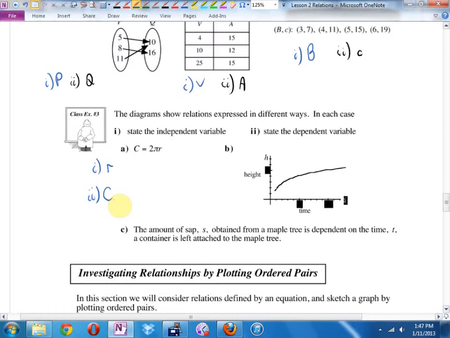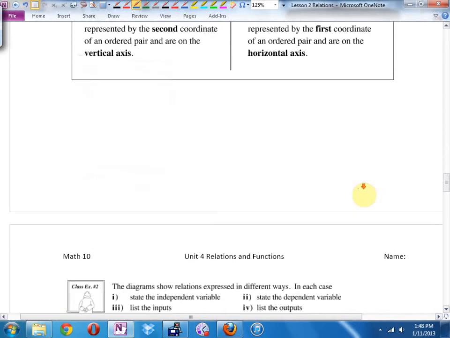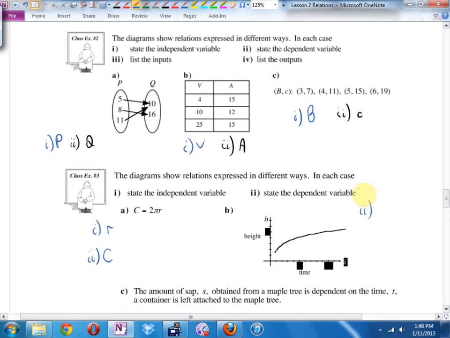Here we have, and I apologize, there's kind of a glitchy thing that appeared and I don't know how to get rid of it, but anyways, which of these in this second one is the independent variable? Let's go back. The independent variable, which is the first coordinate, is traditionally put on which axis? X-axis, the horizontal axis. So which is the independent variable? Time. Which is the dependent variable?